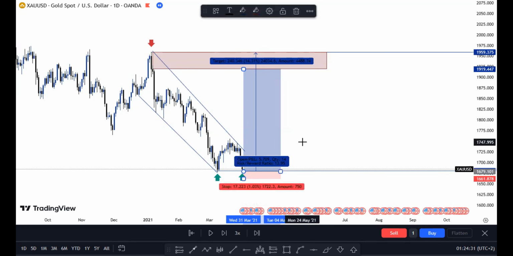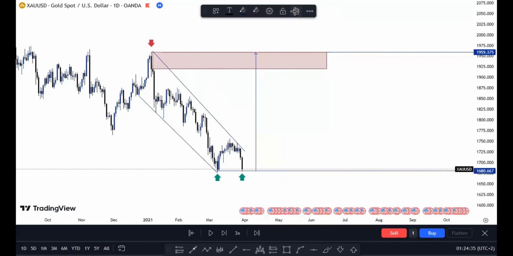So I'm going to quickly press play here so that I can see whether the market breaks below or respects our previous low, or whether it moves to the upper part of the market.